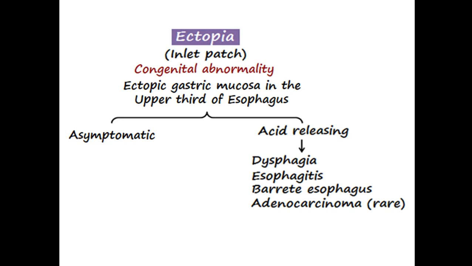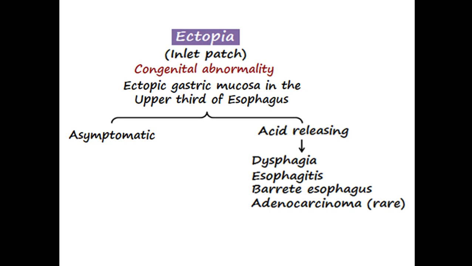And what happens is that sometimes, congenitally at birth, the esophagus gets lined in some of its part by gastric mucosa. Gastric mucosa normally occurs in the stomach and should not be in the esophagus, but there may be a patch which particularly occurs in the upper third part of the esophagus and is known as the inlet patch. Here we find ectopic gastric mucosa in the upper portion of the esophagus. In most situations, the ectopia is asymptomatic and doesn't give rise to any symptoms or signs.